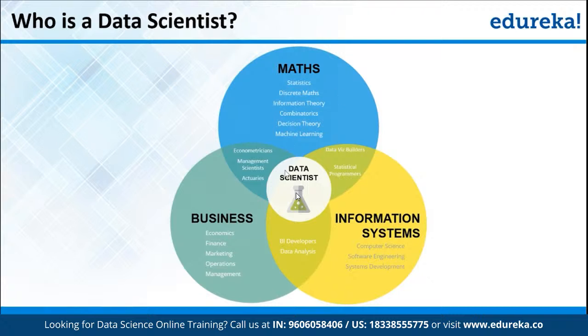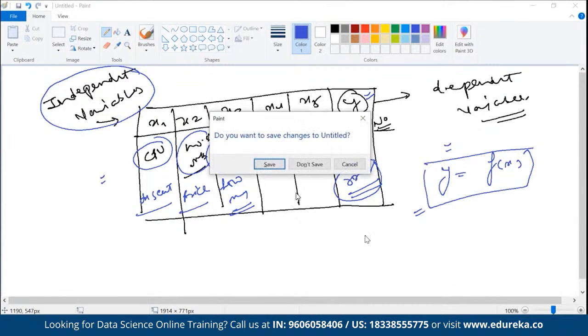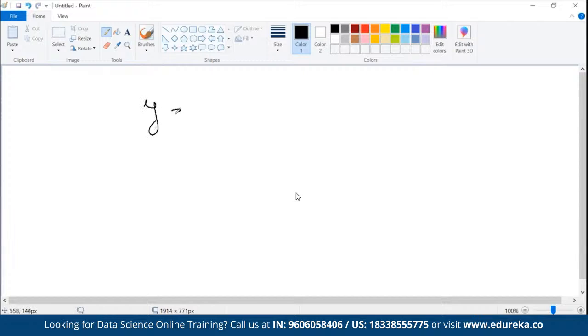And then you need to have information system knowledge, like computer science, software engineering, system development. You need to have the domain level knowledge as well. Then you will be working as a statistical programmer as well. So guys, like I told you, as a data scientist, your main objective is to find the relation of the data. Somewhere the equation will be like m1x1 plus m2x2 plus c.